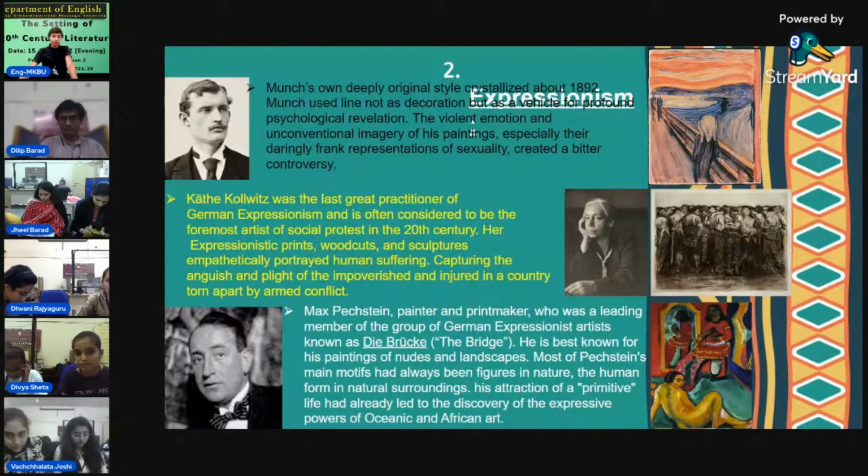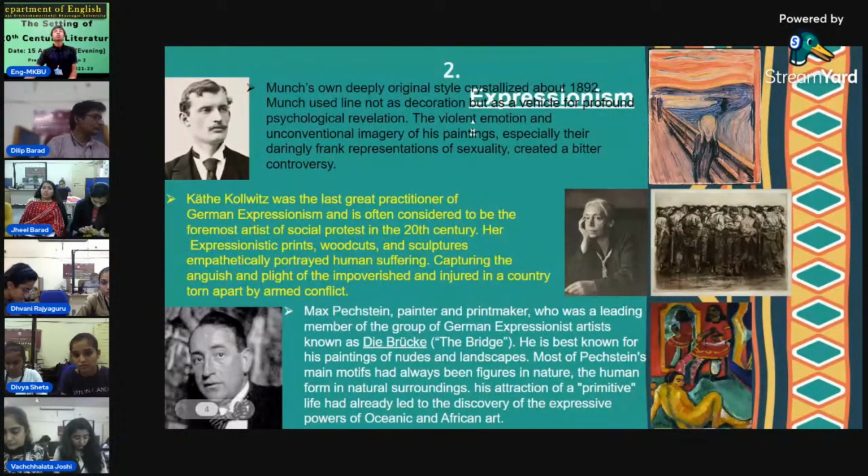Now the very first is Edvard Munch. Edvard Munch's own deeply original style, so once again we come to know he's not following anybody, crystallized about 1892. Munch used line not as decoration but as a vehicle for profound psychological revelation. As I told you, whatever they felt within themselves, they just expressed in the same way. So, psychological revelation. Whose psychology, basically? The psychology of the painter or an author or a poet.